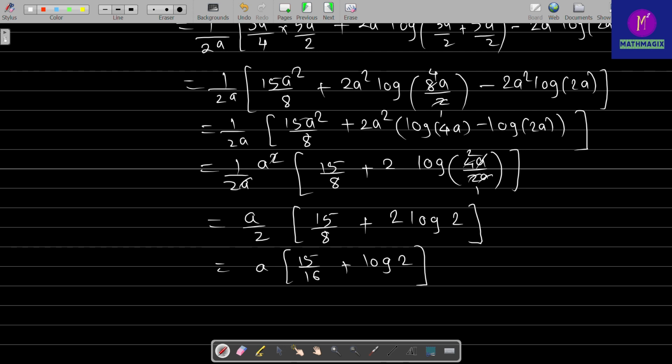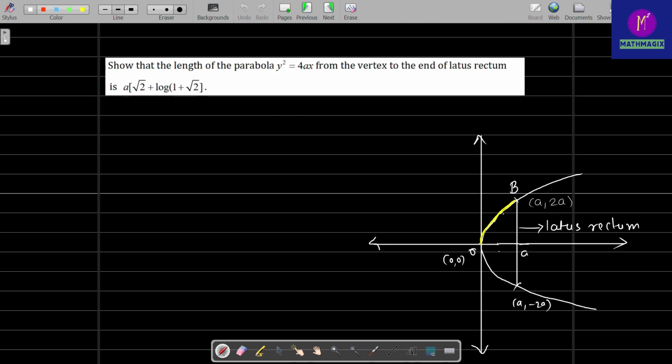Let us see one more problem. But this time I'm not going to solve the whole problem. I'm just going to give you this problem as an exercise. But I'll just tell you which length here we are going to find out.